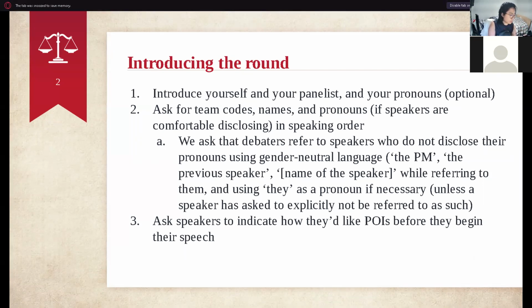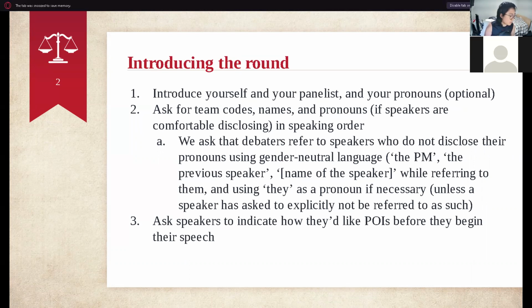to go over some housekeeping rules of how you want to start the debate as a judge if you are slotted as a chair, because it's no guarantee that you would be. But regardless, this is what we begin with. So the first is to introduce yourself and your panelists, obviously, and your pronouns.